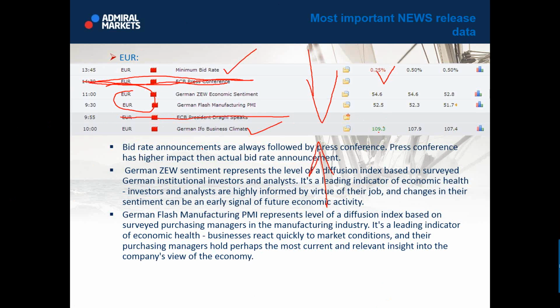Bid rate announcements are always followed by a press conference. The press conference has higher impact than the actual bid rate announcement. So if you want to trade this, you need to be very fast on your fingers because this will be overshadowed by the ECB press conference. The press conference can move the pair in a whipsaw pattern. Okay, shark tooth whipsaw. You don't want to trade this.